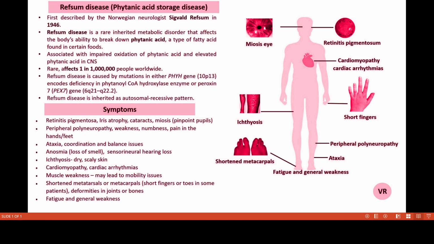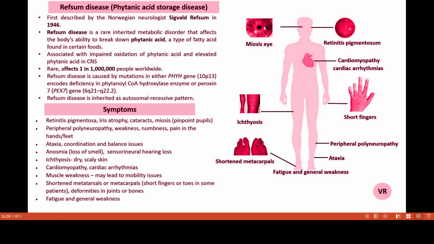Refsum disease is diagnosed through a combination of clinical examination, biochemical and genetic testing. The crucial test for diagnosis is a blood test to measure phytanic acid levels. Significantly high levels are a hallmark of the disease. The reported normal range of phytanic acid varies, but greater than 30 micromole per liter is considered abnormal. A patient with Refsum disease might not have a very high phytanic acid level if dietary intake is low.